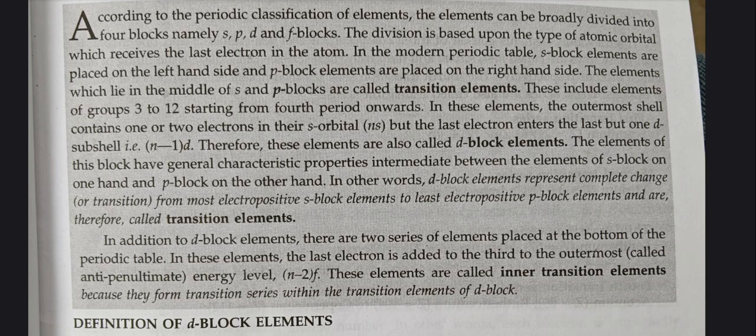The elements of this block have general characteristic properties intermediate between the elements of s block on one hand and p block on the other hand. In other words, d block elements represent a complete change or transition from most electropositive s block elements to least electropositive p block elements, and are therefore called transition elements.